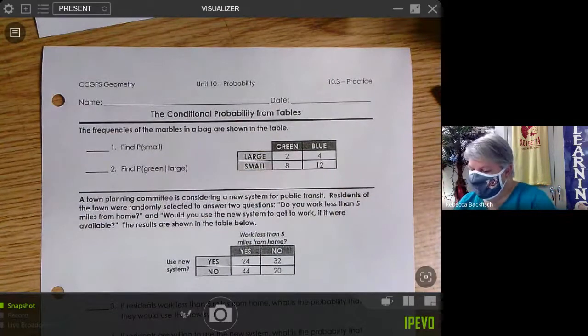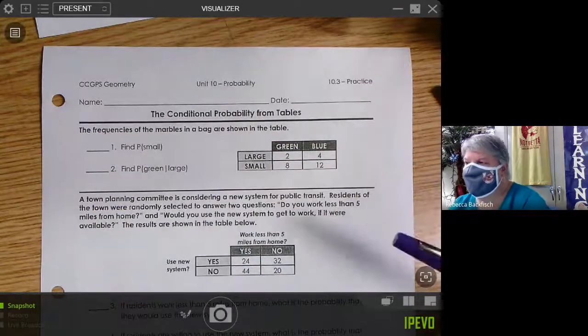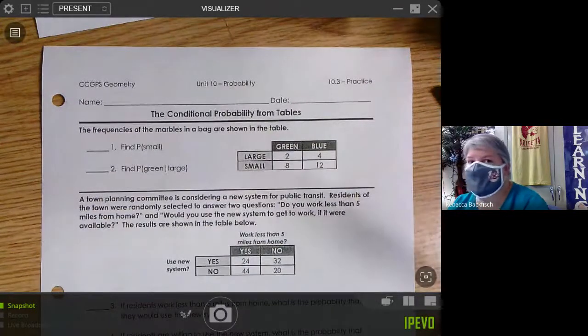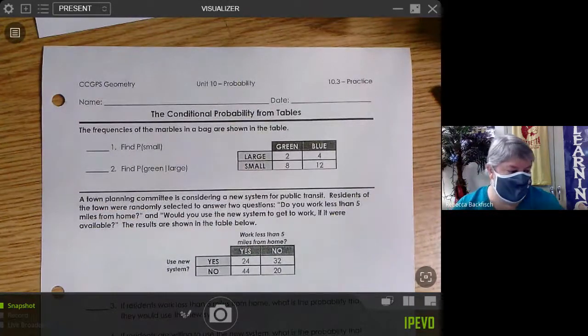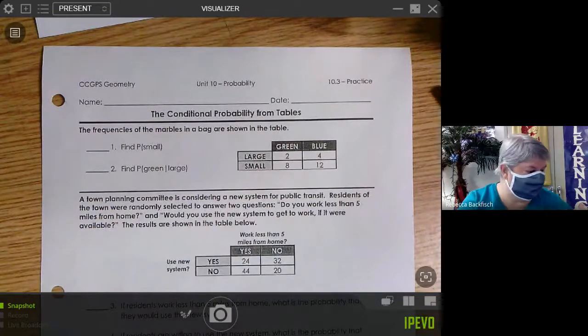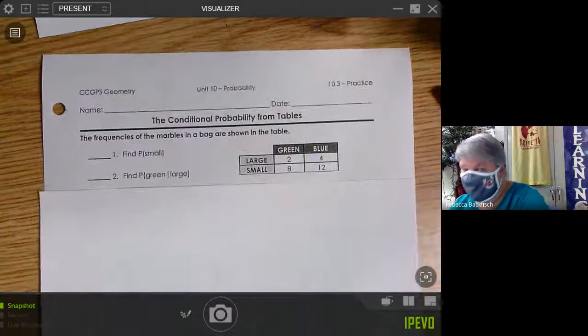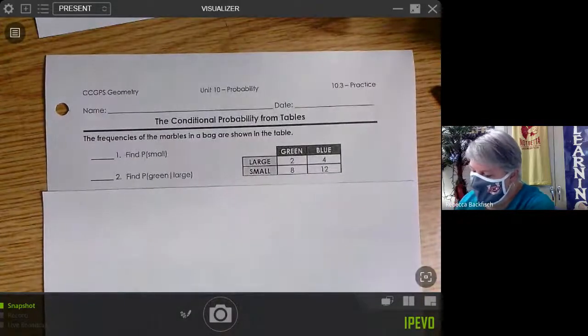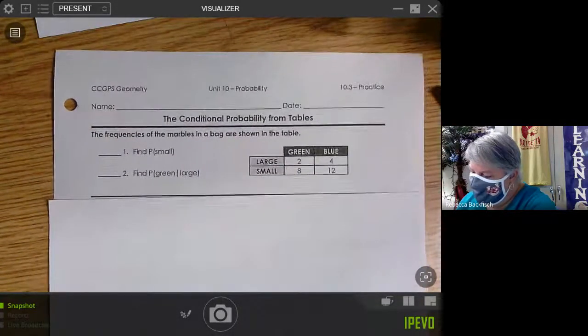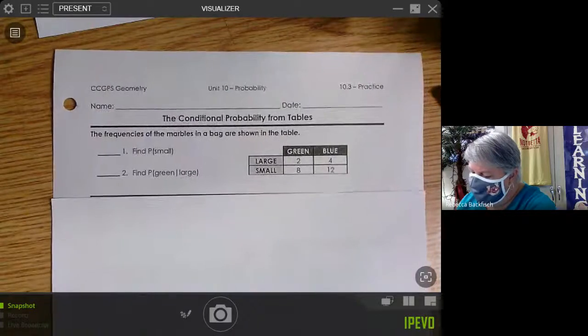So first thing you want to do when you see a two-way table, first of all, there's two different types of two-way tables. There's two-way frequency tables and there's two-way relative frequency tables. Here's the difference. Let's say that particular table right there. First of all, let's go ahead and total our rows and columns.